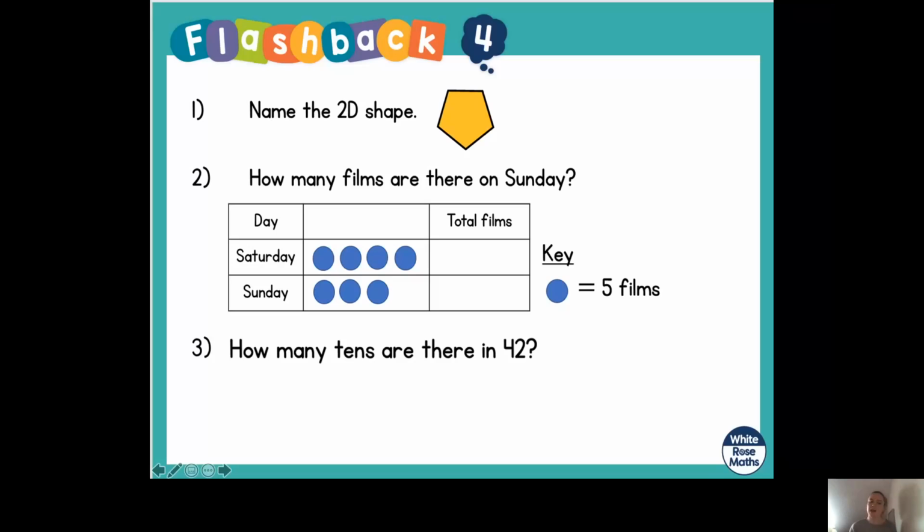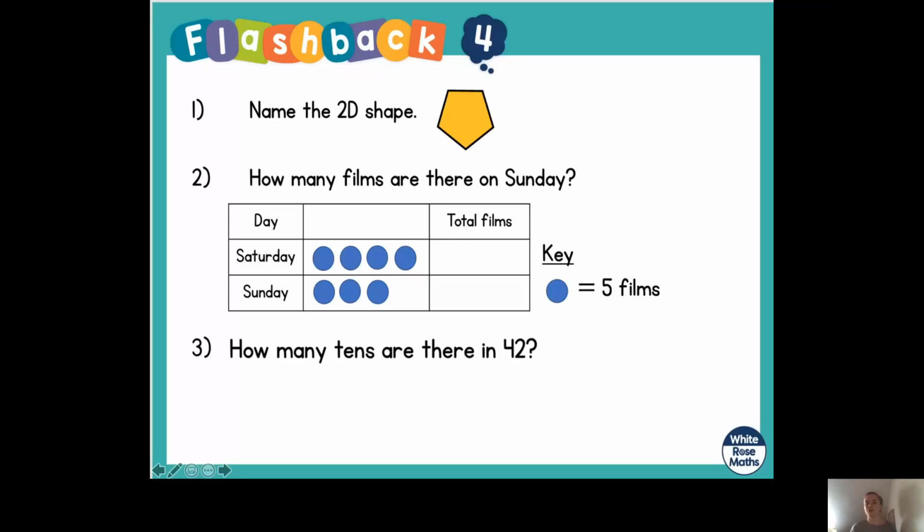Then number 3, how many 10s are there in 42? So you need to partition the number 42 and find out how many 10s there are in this number. Okay, so pause the video now and have a go at your flashback. Okay, so let's go through the answers together, Year 2.